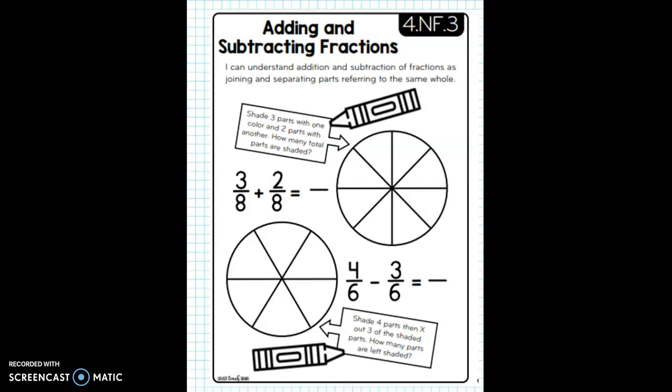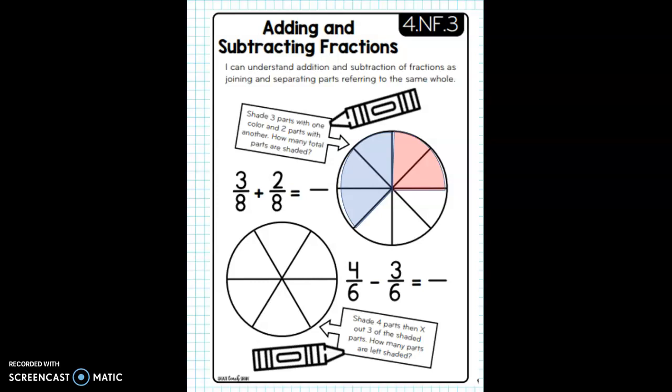When you're using a fraction circle to help you add, the first step is to shade in one of the fractions. We colored in 3 of the pieces because the numerator is a 3. The circle is split into 8 parts because the denominator is 8. Then color in 2/8. So we will shade in 2 more pieces to show the 2/8.